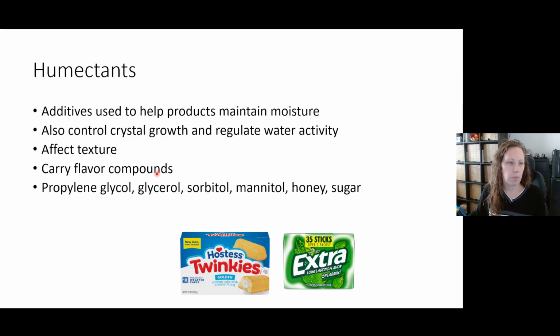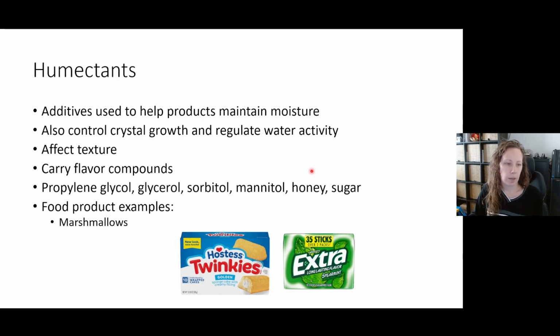So some additive examples: propylene glycol, this is synthetic. Glycerol, sorbitol, and mannitol can be derived naturally. The book doesn't list these two, but sugar, and honey too, because honey is sugar. Sugar is a humectant. So just the fact that sugar is in a product can help keep it moist.